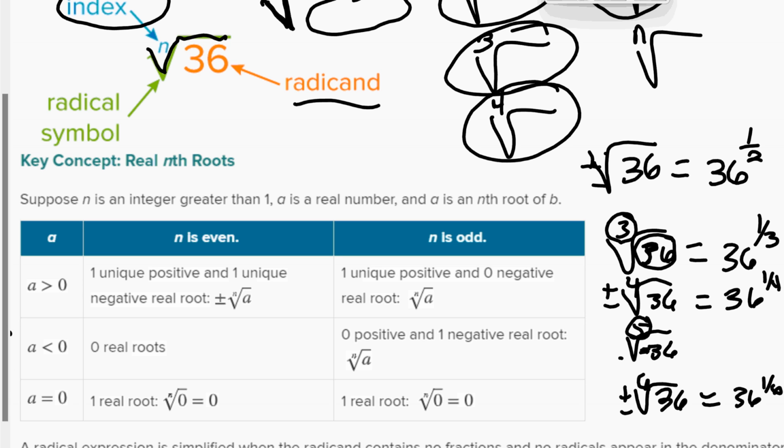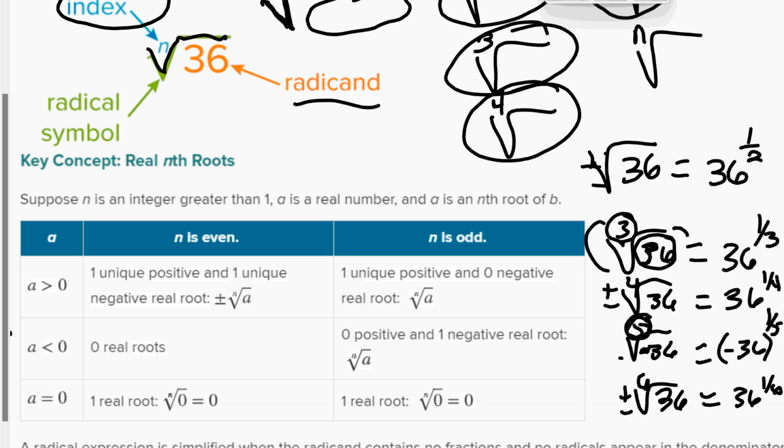Also, whatever the index is, that is the denominator. As you can see, it's 1/3, 1/2, 1/4, and negative 36 with parentheses here, because of that negative in there, I'd do a parenthesis around that, and then 1/5. So the denominator of my rational exponent, my fraction as an exponent, is always the index, the type of root.